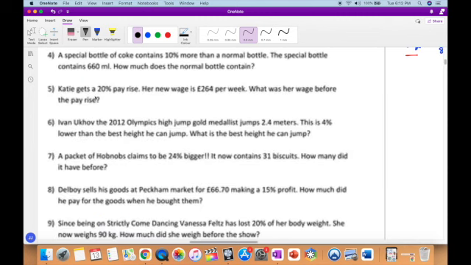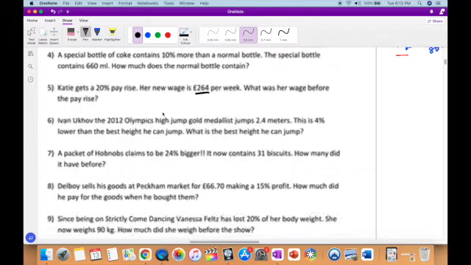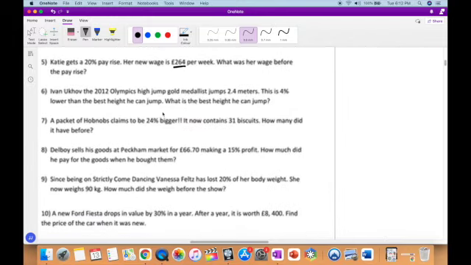So Katie gets a 20% pay rise. Her new wage is $264. I'll just say pounds and I'll call it dollars. What was her wage before her pay rise? Anybody want to give me their thoughts on this? How do we do this? Quick. The quicker you say something, the quicker we get to go home.